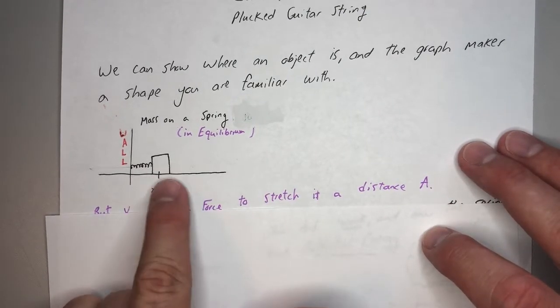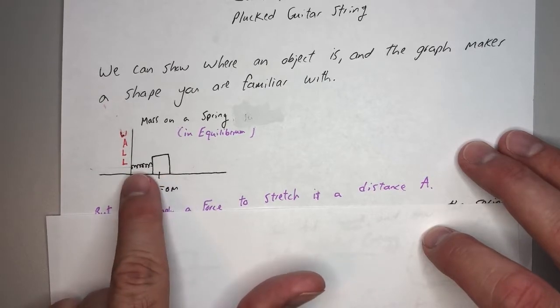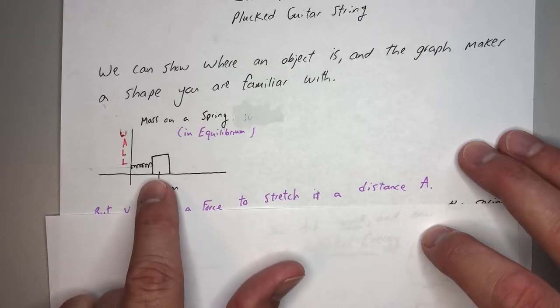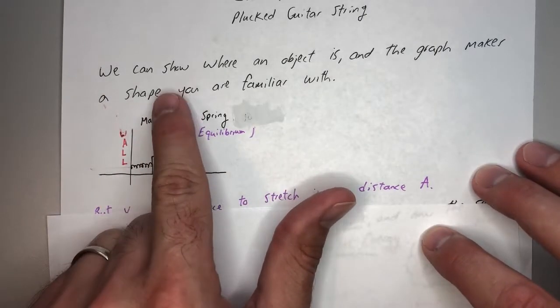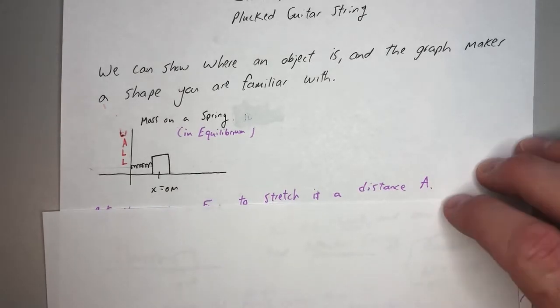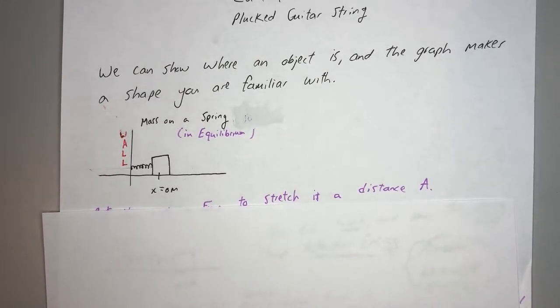It's a mass, and I meant to draw a block. It's not a great block. And it's a spring attached to a wall right there. And it's just hanging out at equilibrium. So draw this down. Our goal is to show where an object is, and the graph makes a shape that you're going to be familiar with. So this is just a mass and a spring hanging out in equilibrium. X equals 0 meters. Okay? If you need to hit pause and draw that down, go ahead and hit pause and draw that down.